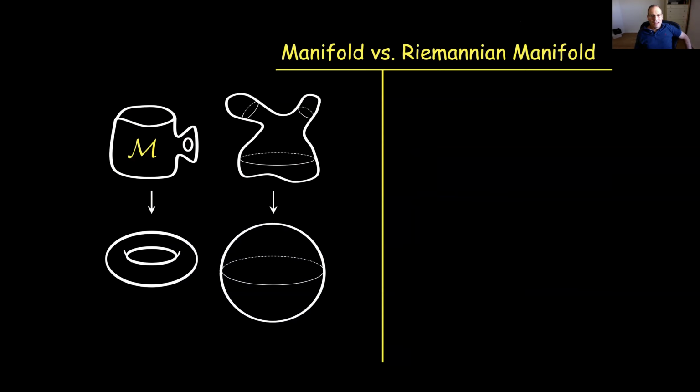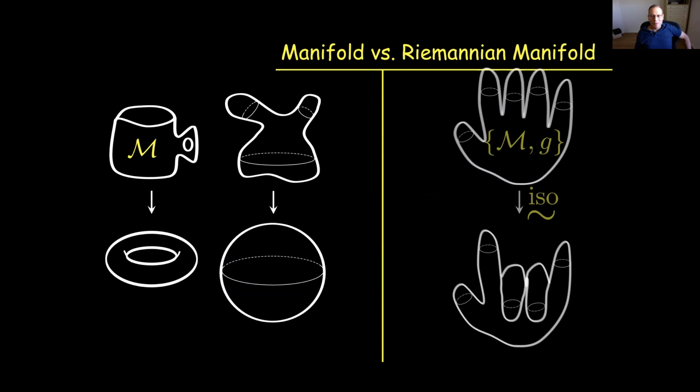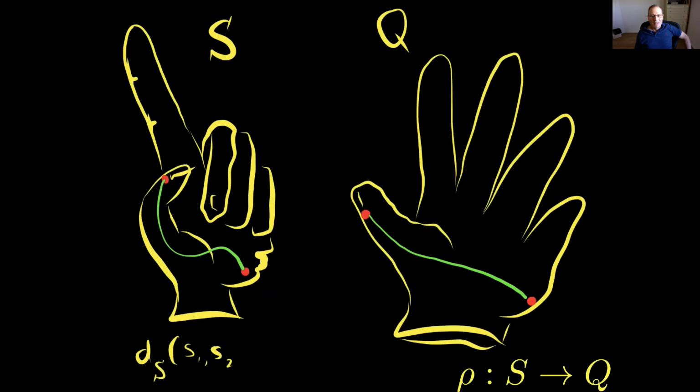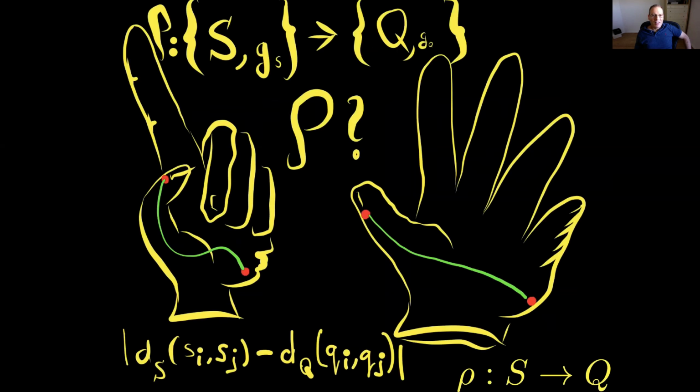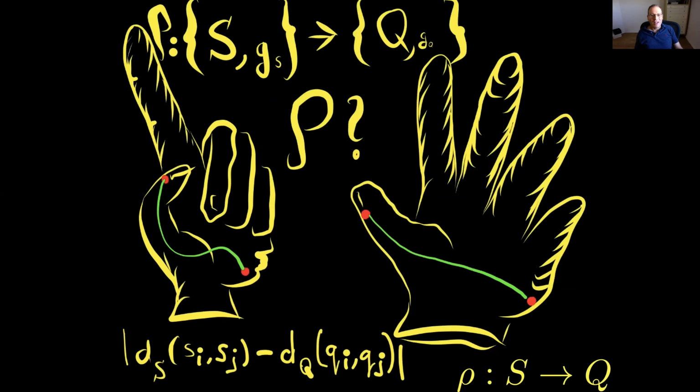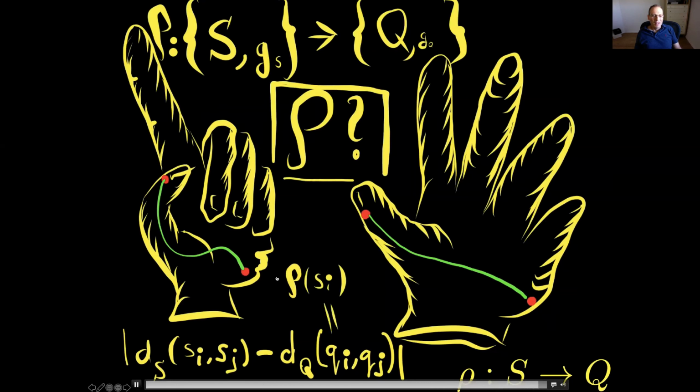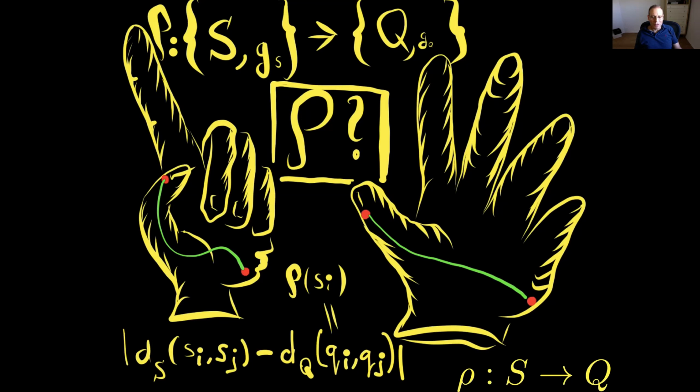Okay. Let me skip over and assume that you know the difference between manifolds and Riemannian manifolds. And let us revisit again this idea of finding this rho, this mapping that would take all the points in S and would map them into the points in Q, so that the distortion would be as small as possible. So that the largest, or the average, if you're talking about Gromov-Wasserstein, would be as small as possible. Okay, so the question is, how should we do that?